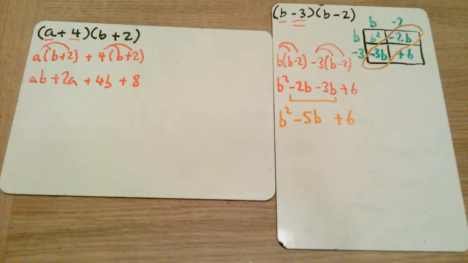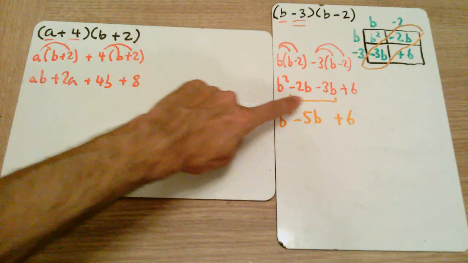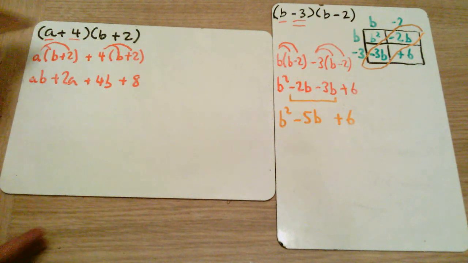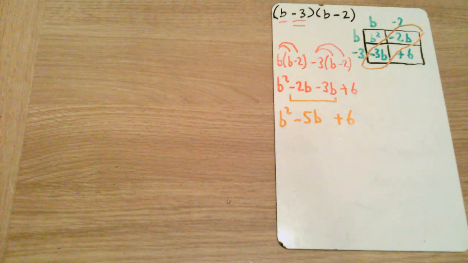Remember, we said that there are always 4 terms whenever you expand a double bracket. You only collect like terms if you can. Over here, we could because we had minus 2b and minus 3b. We don't have 4 like terms over here that we can collect. The final example we're going to look at is this one over here.